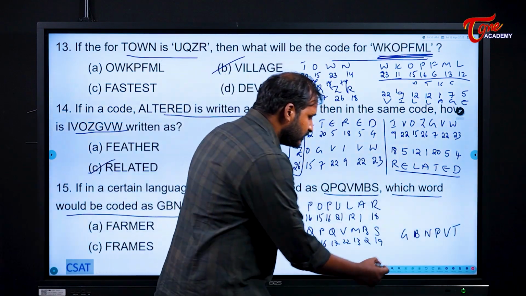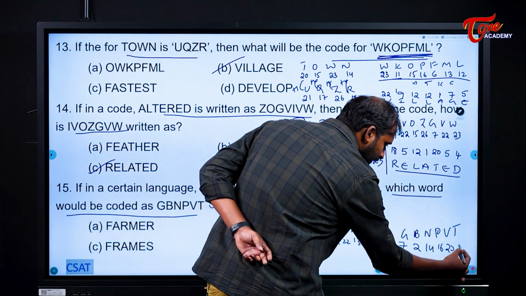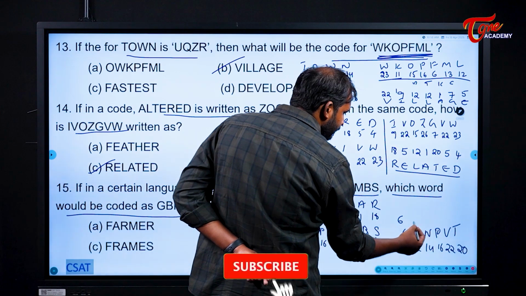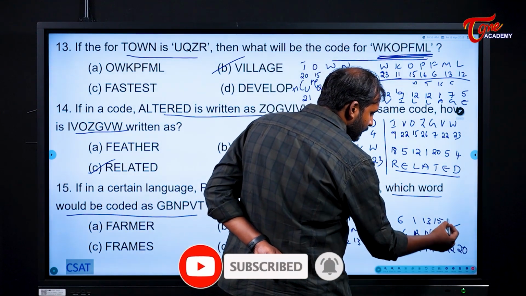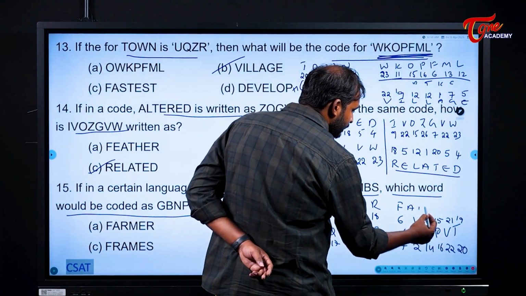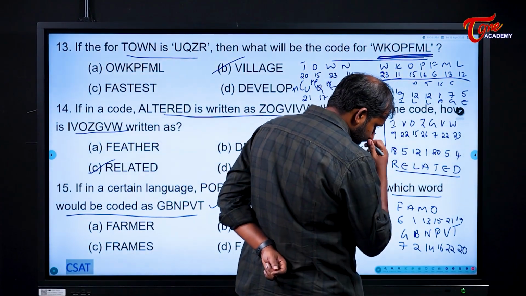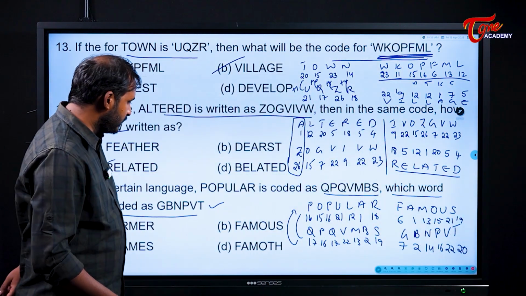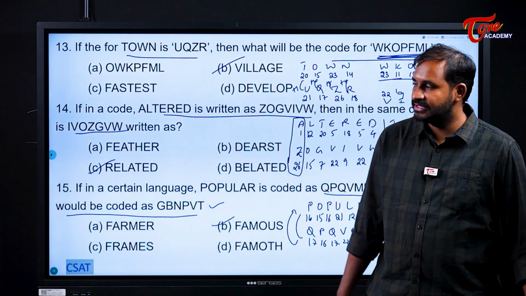GBNPVT. So what happens to this one? 7, 2, 14, 16, 22 and 20. So when you subtract 1, what does it become? 6, 1, 13, 15, 21 and 19. So what does it become? FAMOUS. Famous will be the word for us in this case.